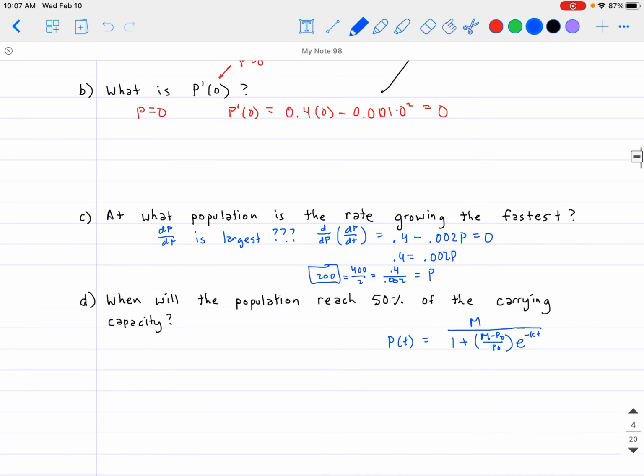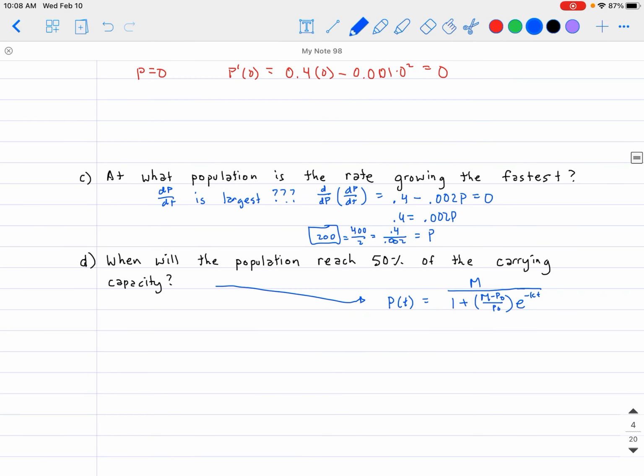Okay. Now, the last part is, when will the population reach 50% of its carrying capacity? So now I want to find out at what time you're going to reach that 200 for population. So this is where we're going to use the equation that was derived earlier, and we're just going to plug everything in as is. So P is going to be equal to 200 in this case, and that's equal to M, which is 400 because that's the carrying capacity, divided by 1 plus, now this part's a little tricky, M minus P naught, so that is 400 minus 50, all divided by 50 because P naught, the initial population, is 50, multiplied by e to the negative k multiplied by t.